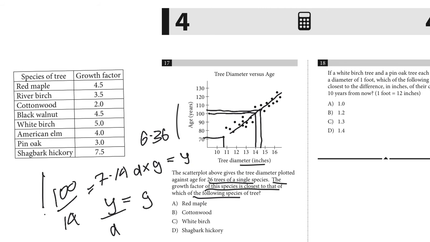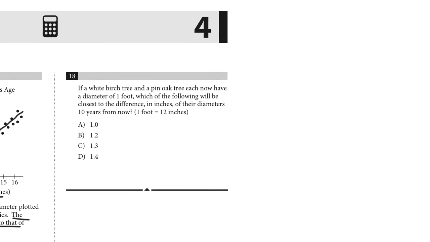That's 7.24. So since the maximum other than Shagbark Hickory is 5, we're most likely able to tell that it's D. Right, let's move to the 18th one.